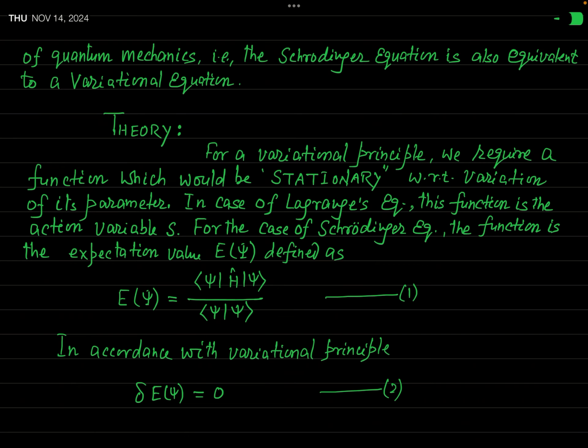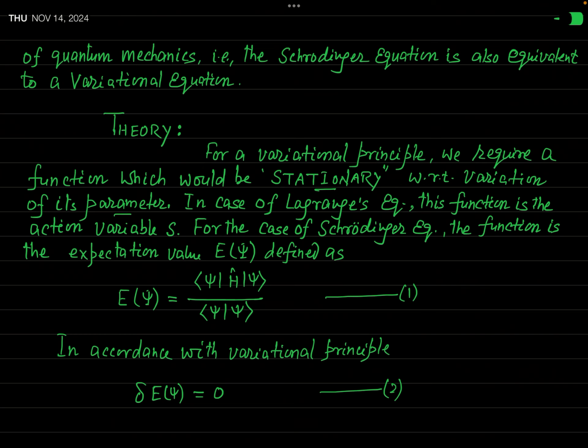In fact, whenever you talk about the variational principle, definitely in that condition we require a function which should be stationary with respect to the variation of its parameter. That is called the trial function. Definitely you have to think about, first of all, a suitable trial function for solving the problem in accordance with the nature of the system, and that trial function will depend on some parameter. Okay.